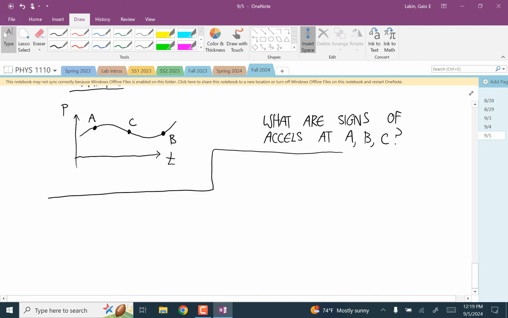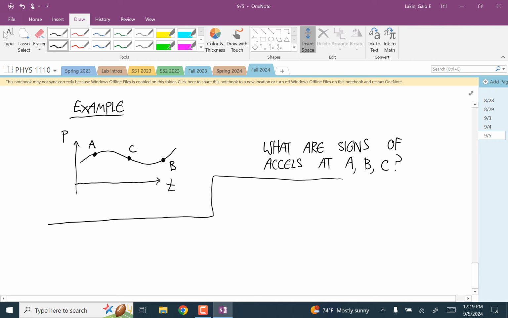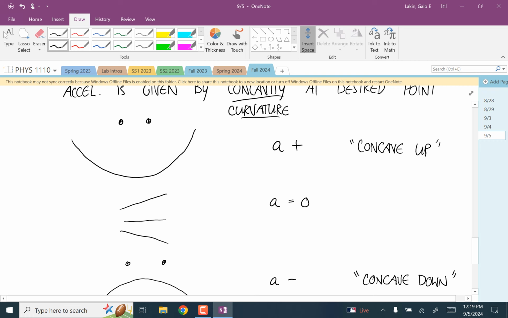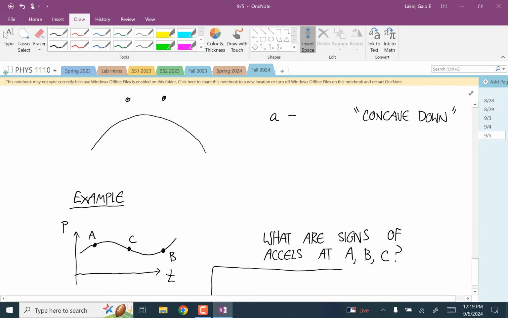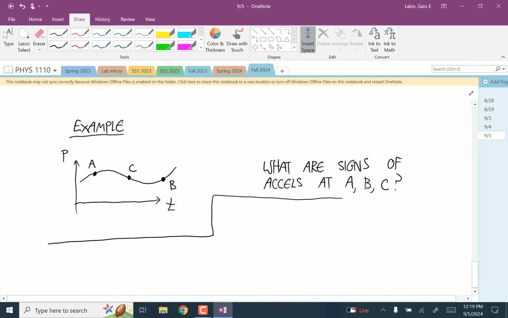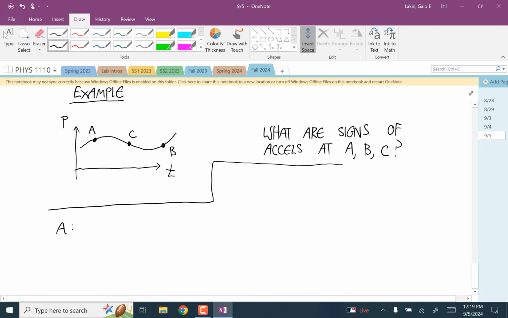Okay, so at A, the curve there, does it look like part of a concave up or a concave down or a line? Concave down, right. So at A, it's part of a concave down, and so the acceleration is positive. No, negative. The opposite of what I said. Negative.